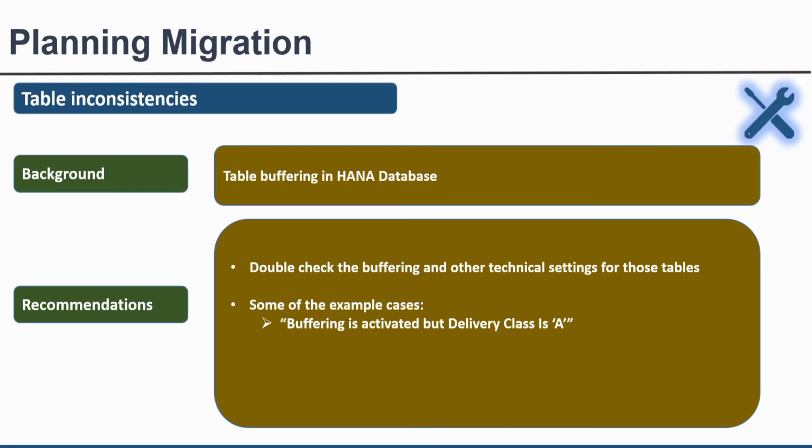Another example, buffering is initial but data class is APPL2. Here, a frequently used customizing table can be buffered. Another case is where a table has more than 7 secondary indexes. Here, most of the secondary indexes are obsolete in HANA database, so you can review and remove them wherever possible.